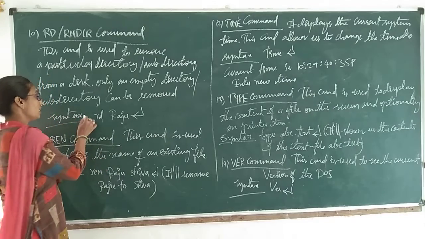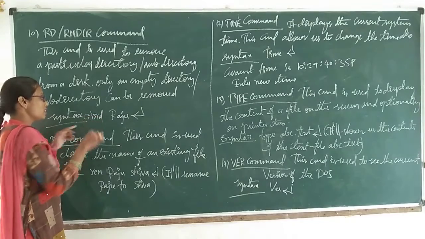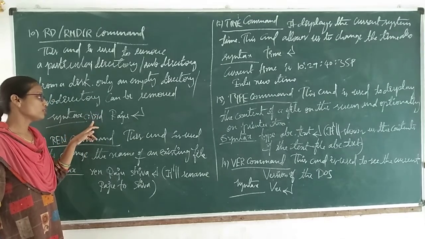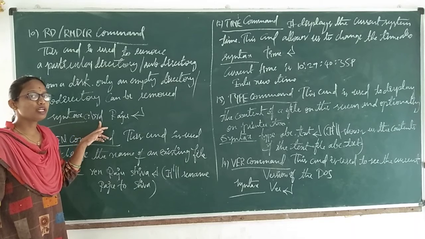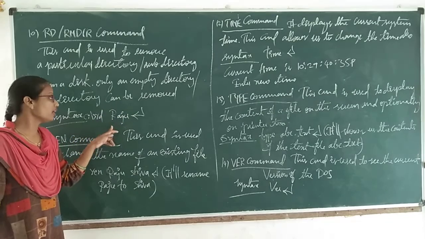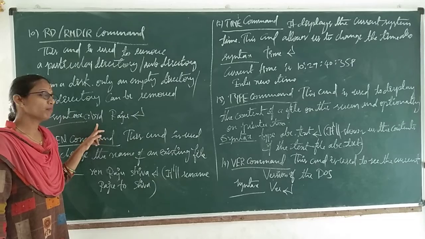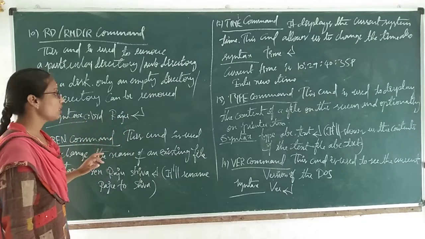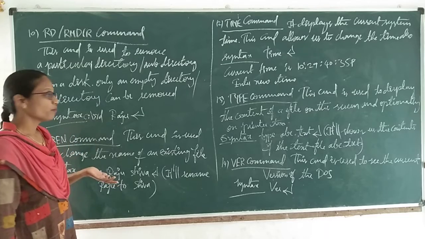Here C is a drive, and the next is the root directory. We are removing this Raju directory with the help of this RD command. RD Raju, press enter. Automatically the directory will be deleted.